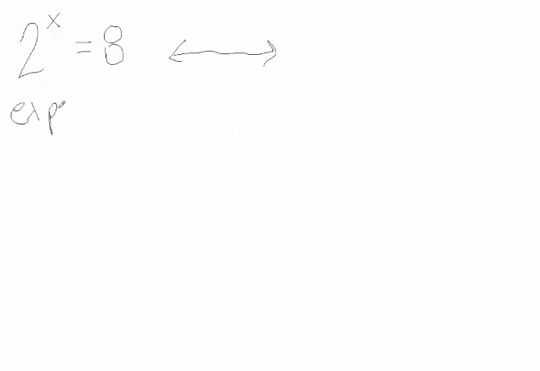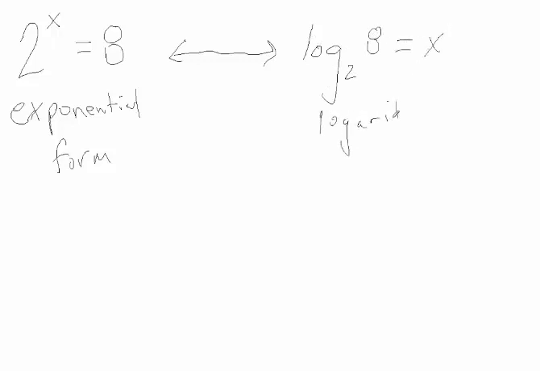So if we say this is the exponential form of an equation, it has an equivalent logarithmic form. And that is this. So this is logarithmic form. These two equations are identical. This says 2 to the x power equals 8. The logarithmic form says, how we read it is, log base 2 of 8 equals x.